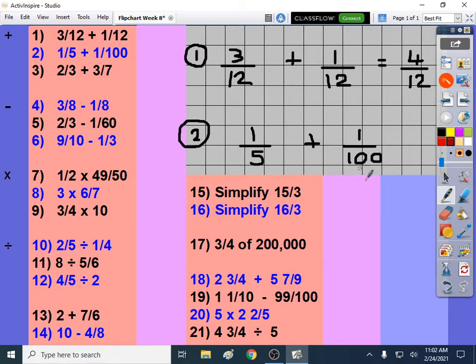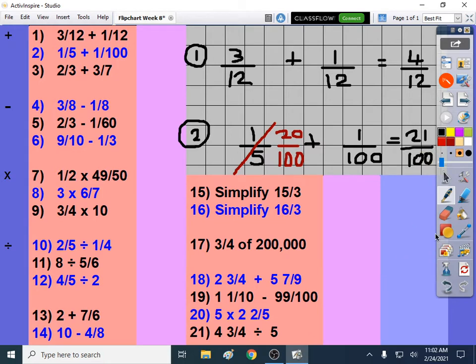Anyway, I need the denominators to be the same. I'm going to change what looks like the smallest denominator, even though it's not really. I want 100 on the bottom. What do you times 5 by to get to 100? It's 20. 5 times 10 is 50. 5 times 20 is 100. So we're multiplying by 20. So multiply the top by 20 as well. Add them and you get 21 over 100.